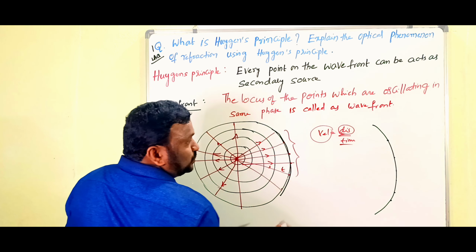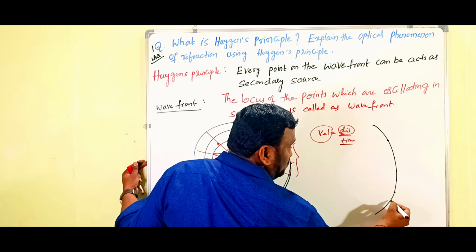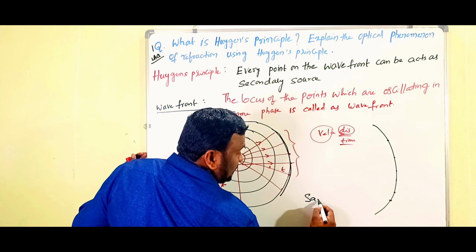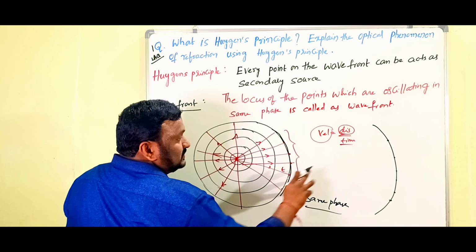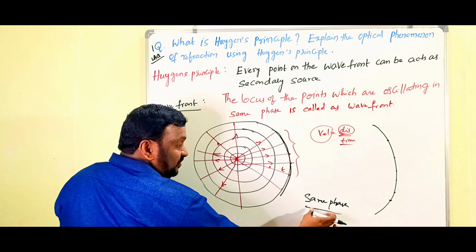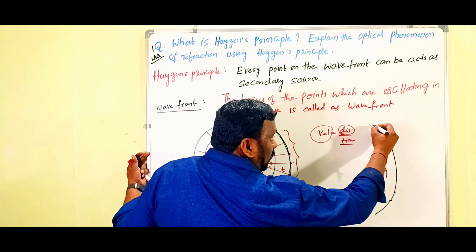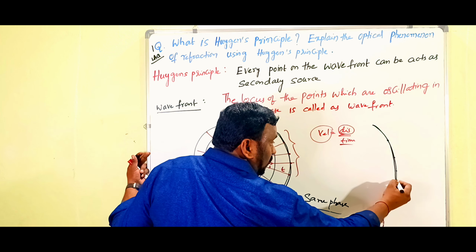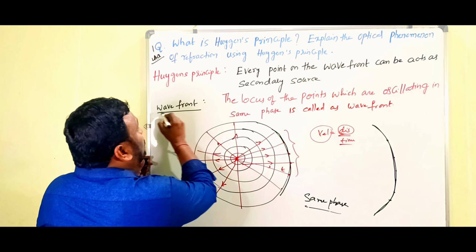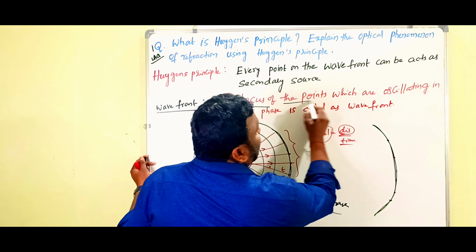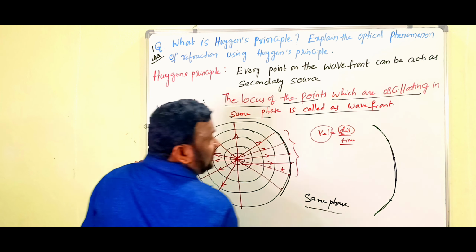Clear? So here, those points which have the same phase and same velocity. Simply, the particles which have the same phase of oscillation with respect to time, the locus of all those particles should be called a wave front. That is the meaning of wave front. The locus of the points which are oscillating in the same phase is called a wave front.